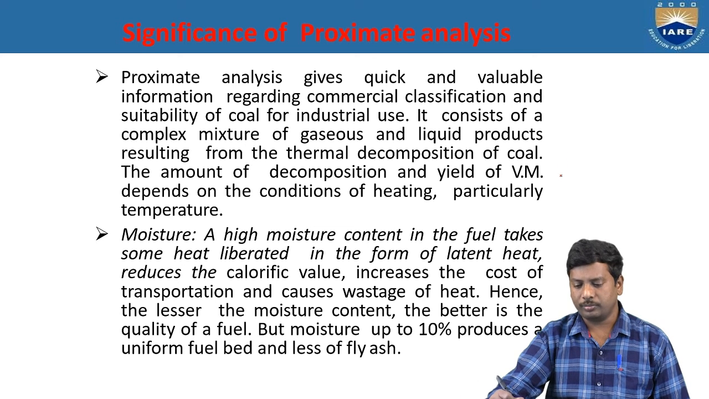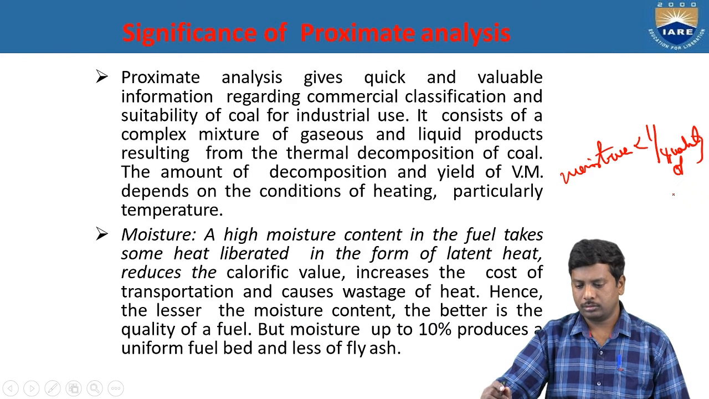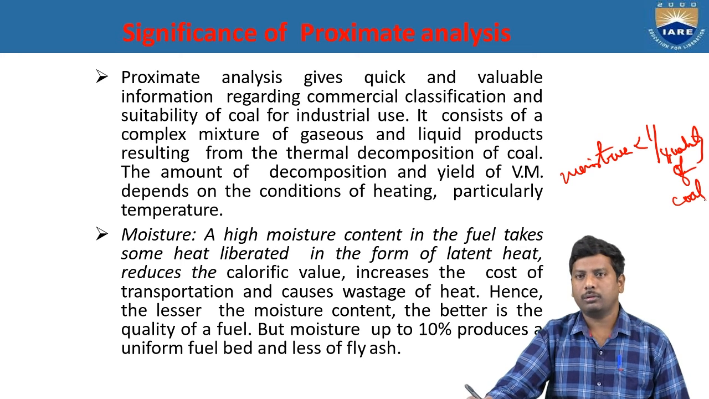That means moisture should be inversely proportional to quality of coal. Okay, so that means moisture up to 10% produces a uniform fuel bed and less fly ash. Up to 10% it is an acceptable level. Above 10% it will be inversely proportional to quality of the coal.